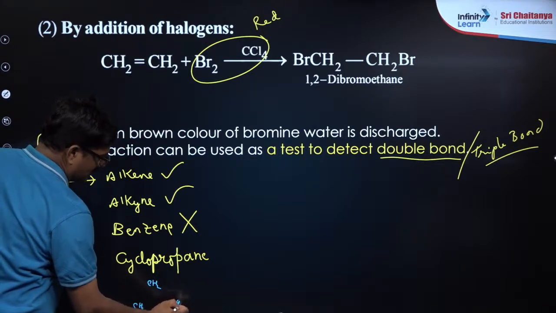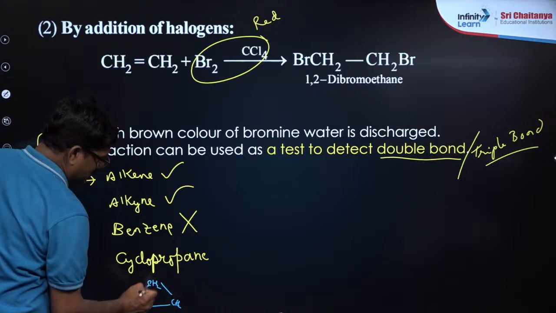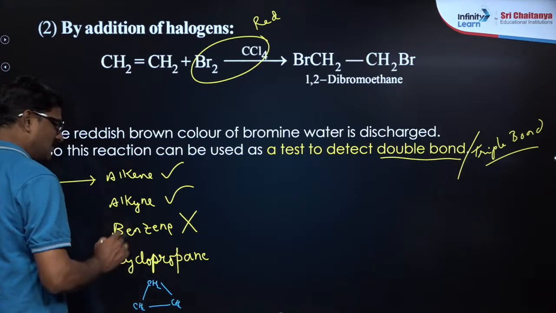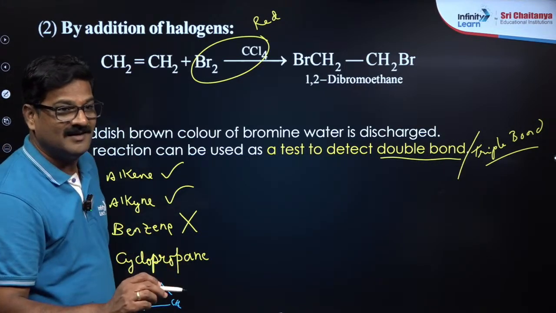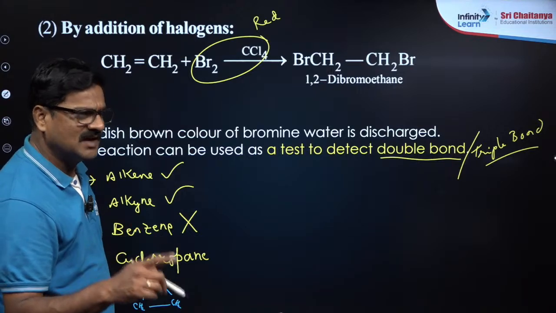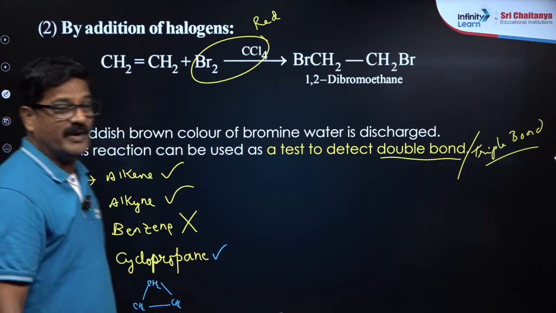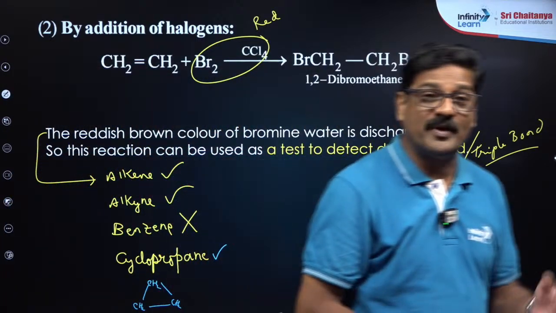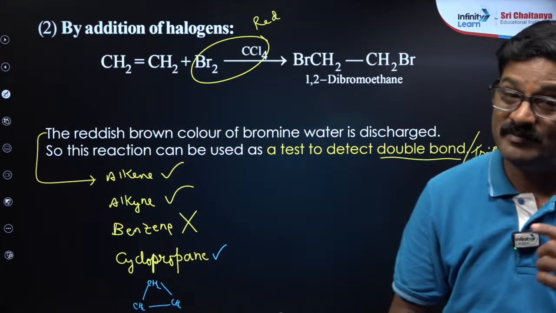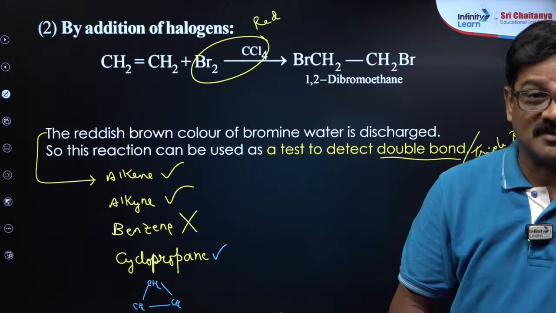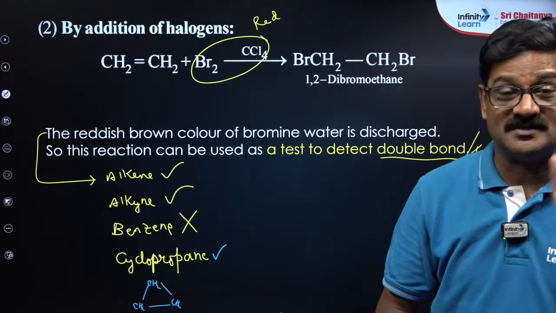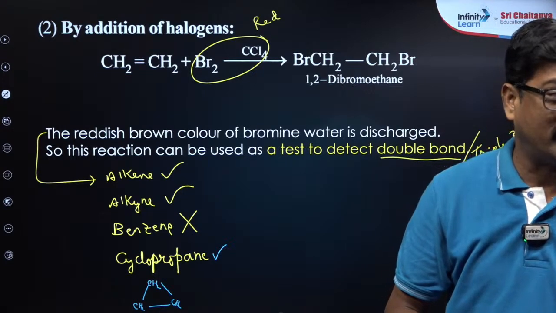CH2 and CH2. This is cyclopropane. Cyclopropane can also give a non-terminal product. Because cyclopropane is a cycloalkane, but it behaves like an alkene because of high ring strain, mind it. This is very very important.